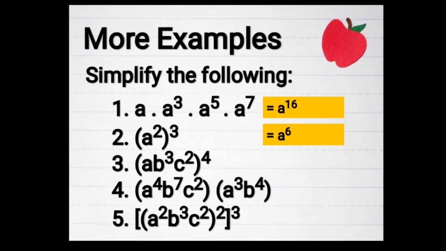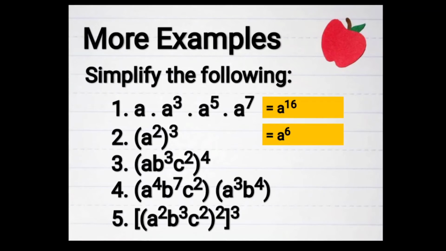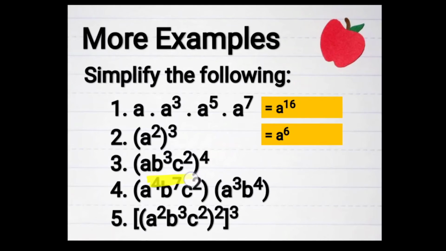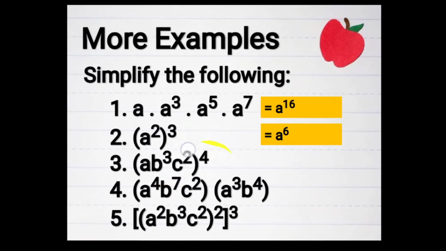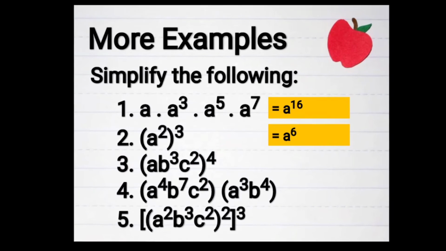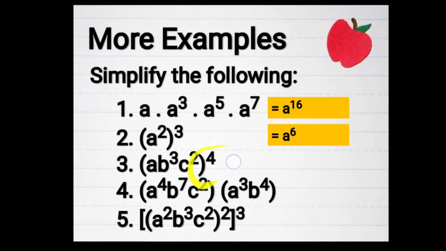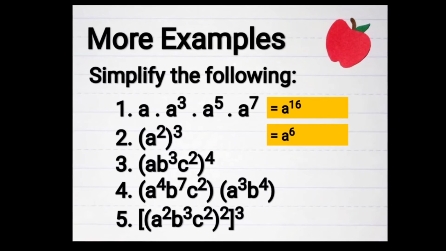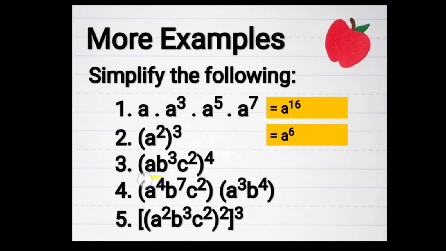Next, for number 3, we can apply the third law, which is the law for power of a product. Okay, because there is operation inside the parentheses, which is multiplication. Because this is a times b cubed times c squared. Okay, then we have exponent outside the parentheses. What you are going to do is to distribute the exponent outside the parentheses to the exponents inside the parentheses. So the exponent of a is 1.